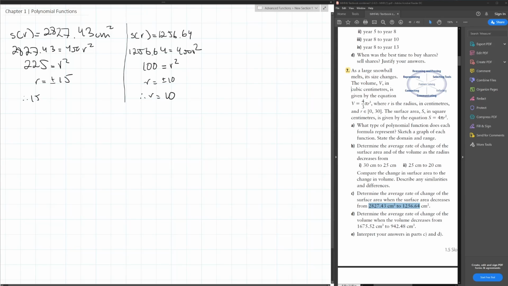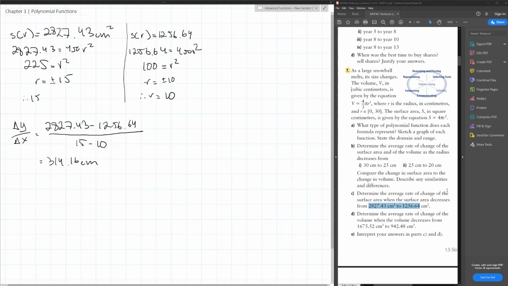Now that we have these values, everything becomes extremely similar to our previous step, and that's just us finding delta y over delta x, which is equal to our y values, 2827.43 minus 1256.64, all over our x values, which is 15 minus 10, which is equal to 314.16 centimeters squared. And that is part C done.